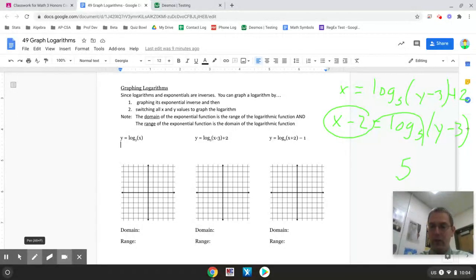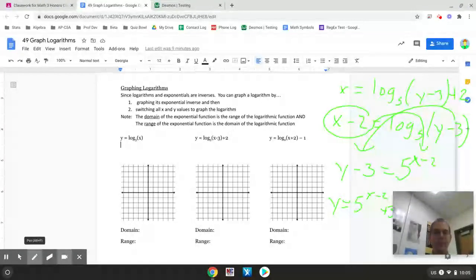So this x minus 2 goes over here as the exponent with the 5, because the logarithm was equal to an exponent. And then the y minus 3 goes there. So you notice the base stays put. It's the other expressions that switch places. Then to finish this up, I need to add 3. So that means my equation turns out to be y equals 5 to the x minus 2 with a plus 3 on the end. Now, in this case, I'm ready to graph this thing.